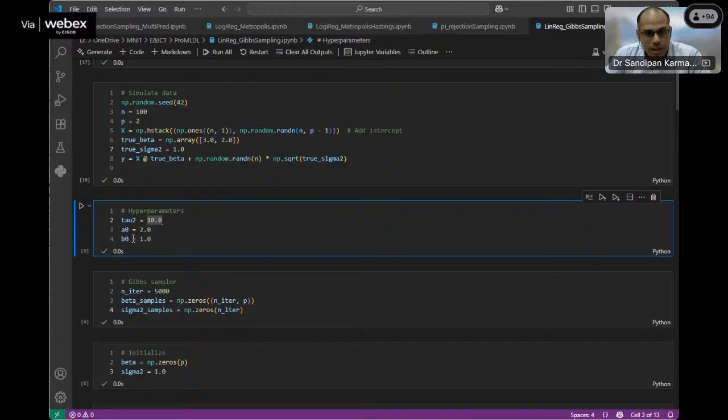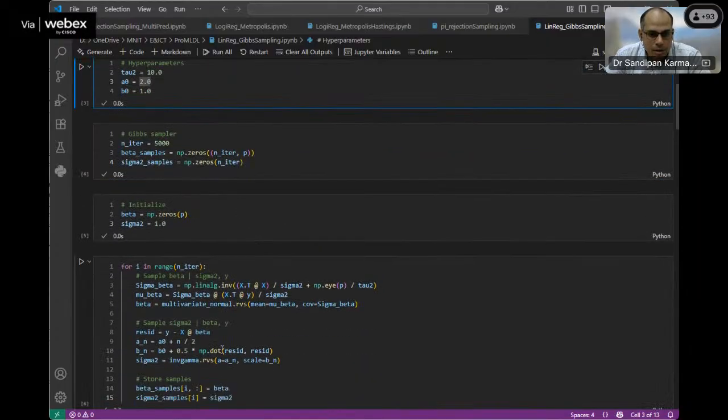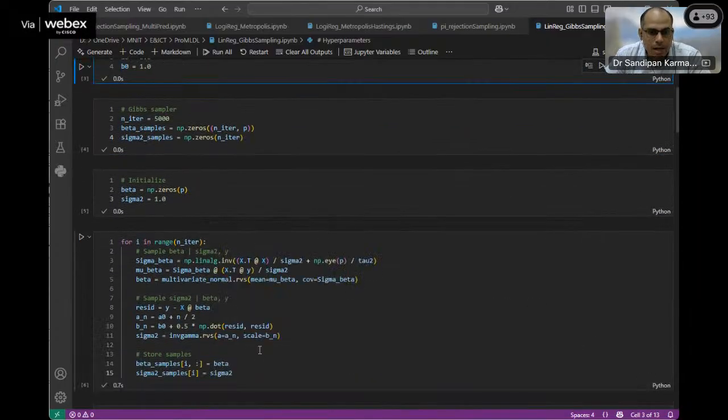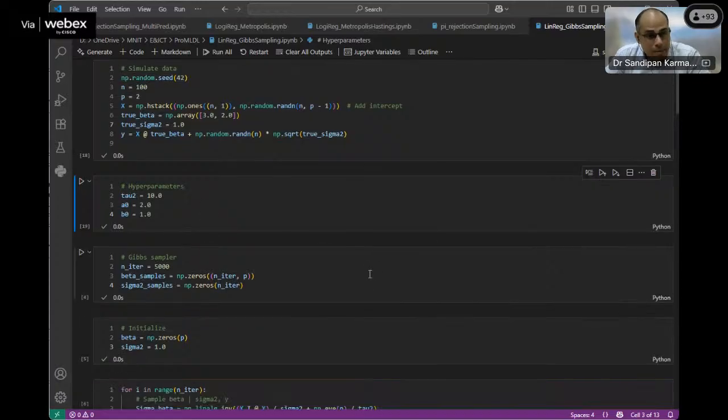And a naught and b naught equal 2 and 1. They are the values of the gamma distribution. Sorry, not gamma distribution, inverse gamma distribution. I think it is inverse gamma only, so let me check. Yeah, inverse gamma. So these are the hyperparameters I have set. Hyperparameters are the parameters of the parameters.